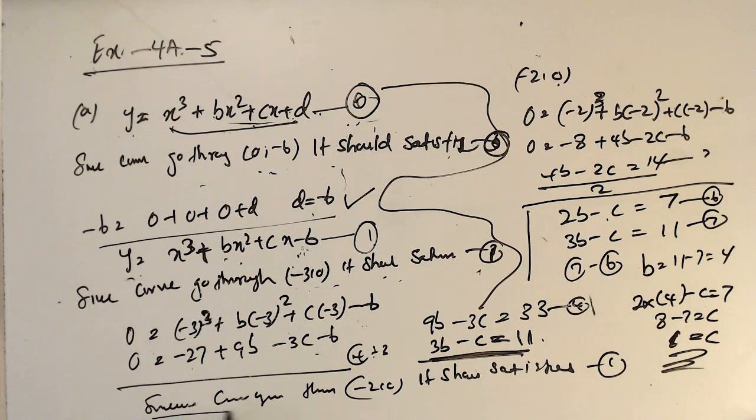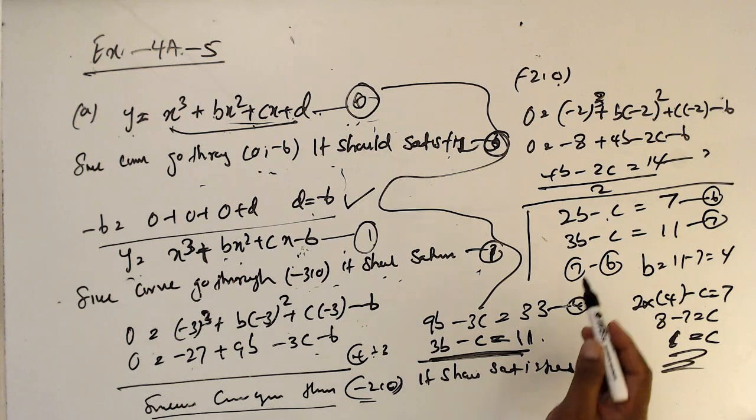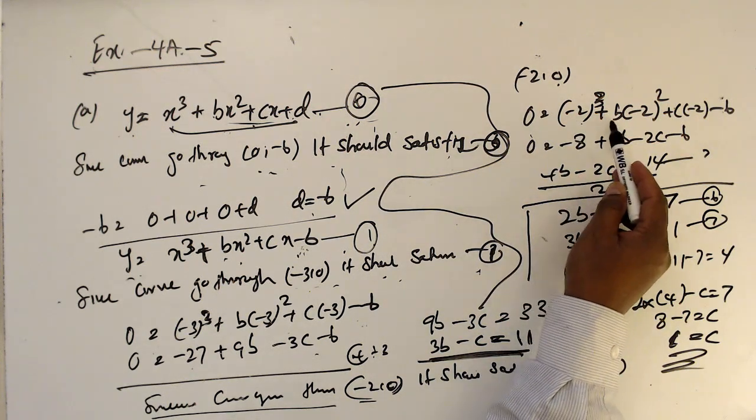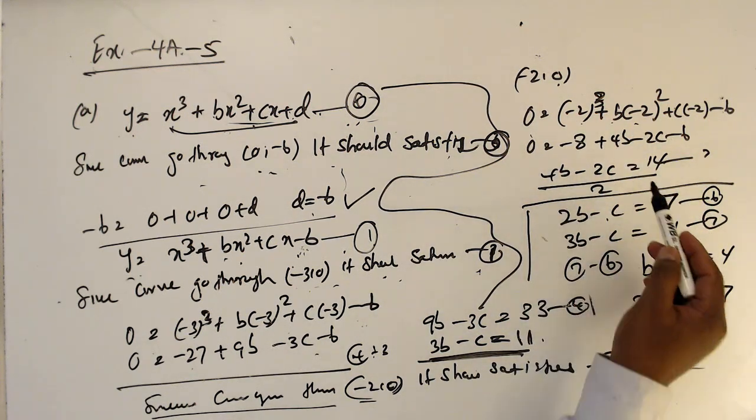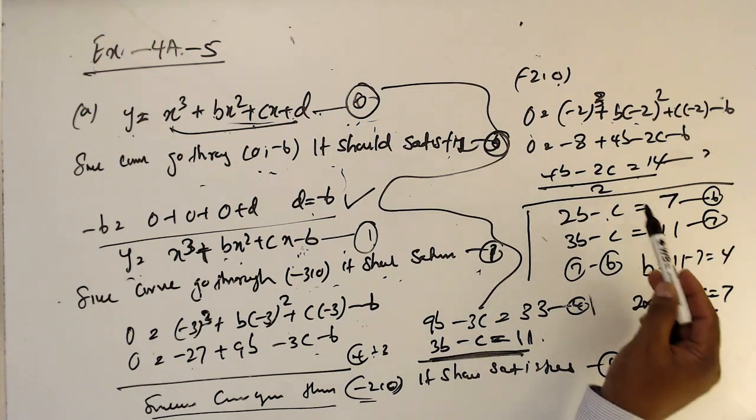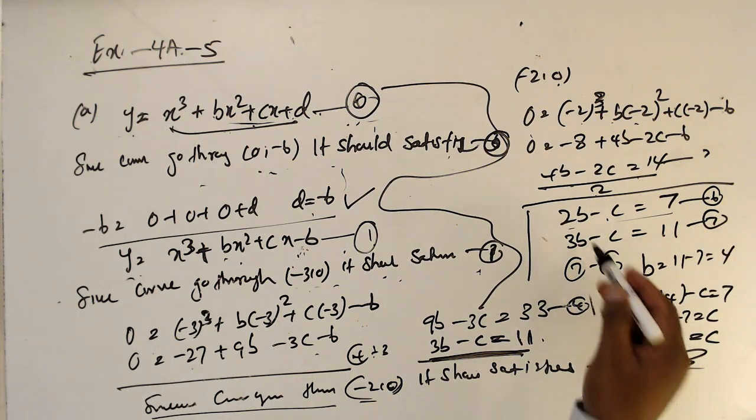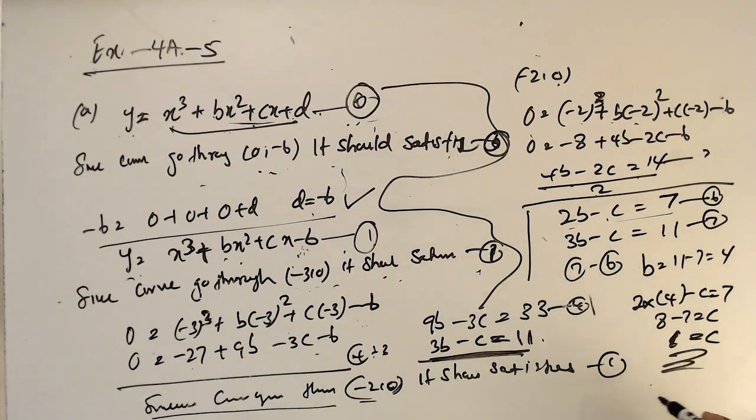Then since the curve goes through minus 2, 0, you can see that the curve passes through minus 2, 0. It should satisfy this one again. I substitute the minus 2 values and I come across this equation, 4b minus 2b minus c equals 7. Then I solve simultaneously and I took this answer.